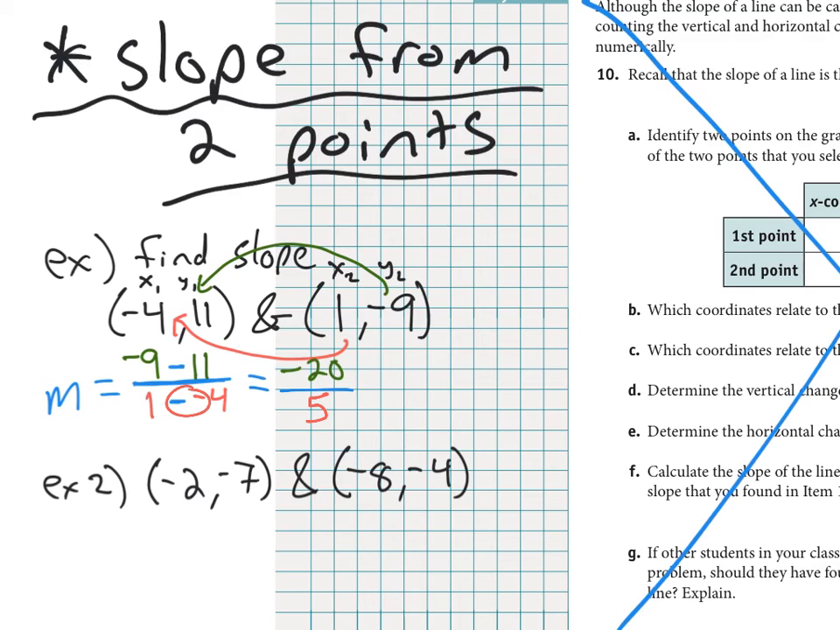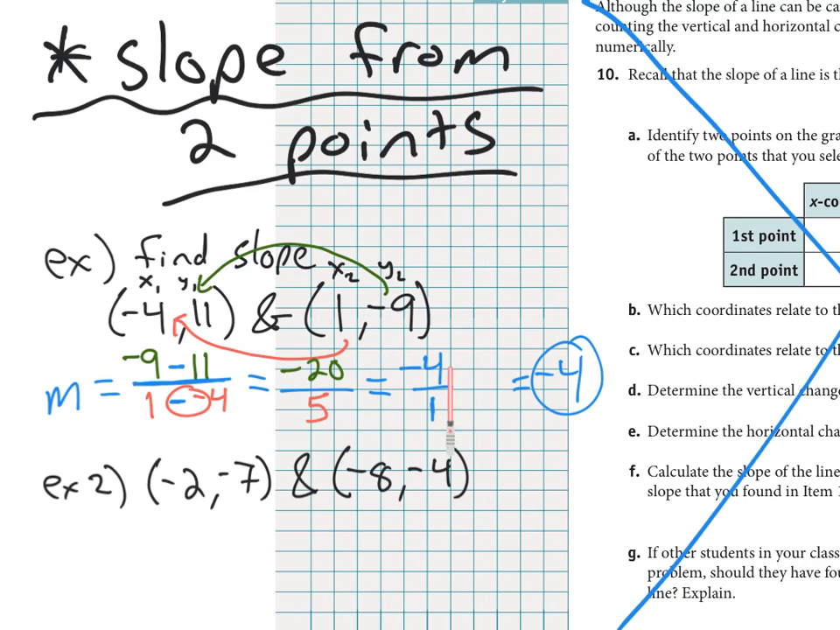5. Can you reduce negative 20 over 5? Yes, you can. What is it? Negative 4 over 1, which is just negative 4, because negative 20 divided by 5 is negative 4. Or use a calculator. It will reduce it for you. Now I left this ratio over here.